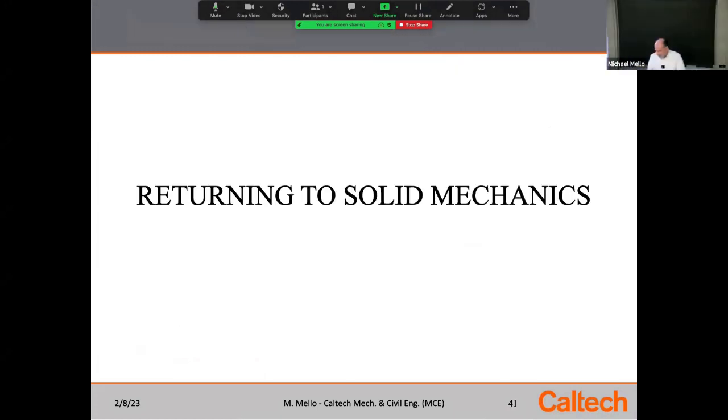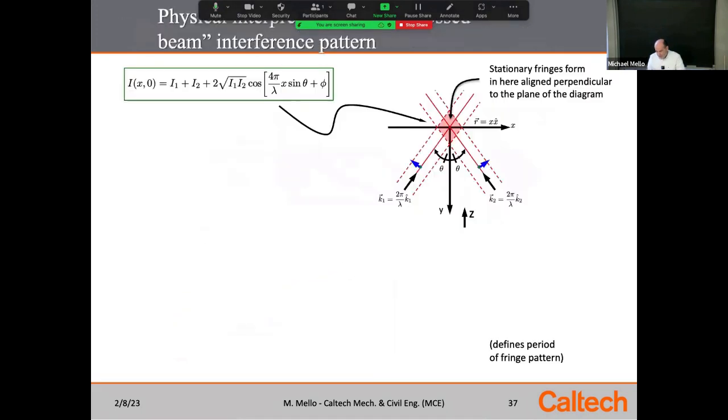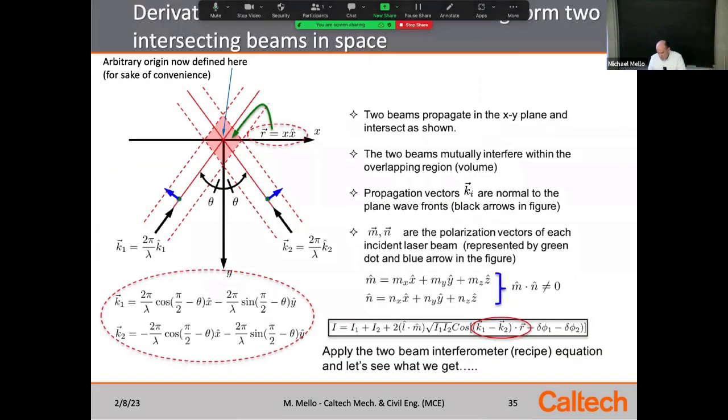Just to close out the interferometry discussion, and I will keep this brief. This equation was front and center. This is the equation that I claim, if you fully understand it, would be all you would need to know to understand truly how interferometers work.